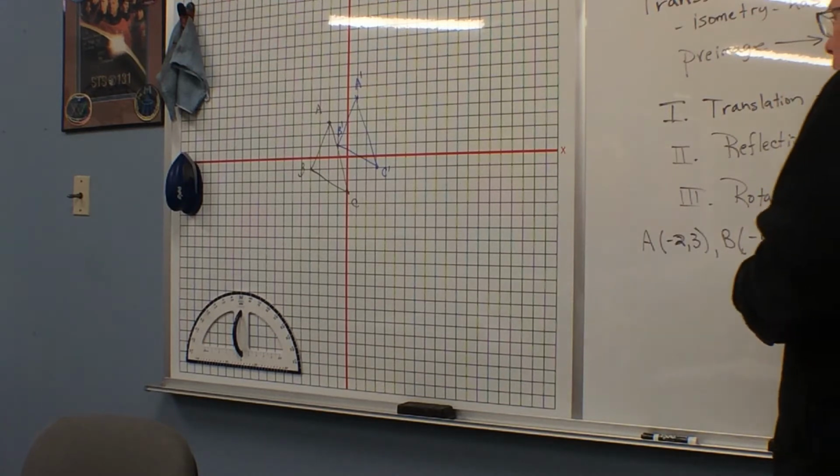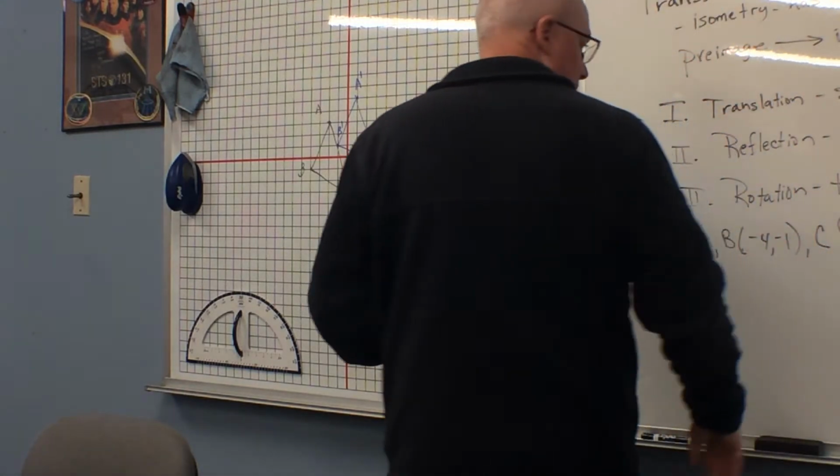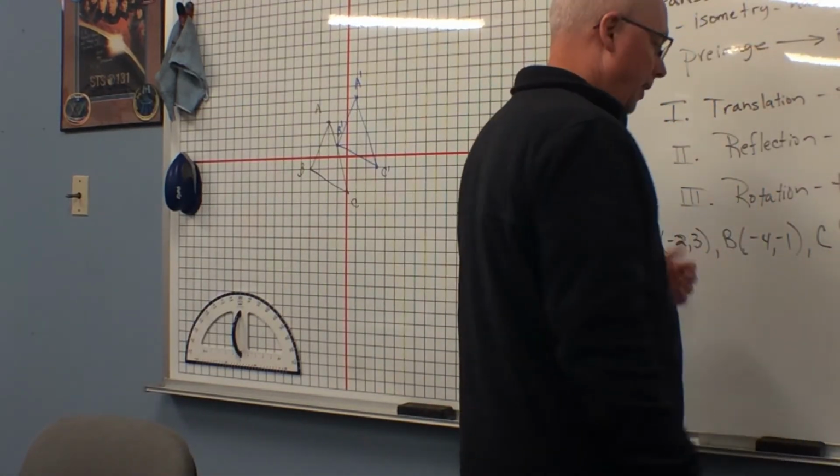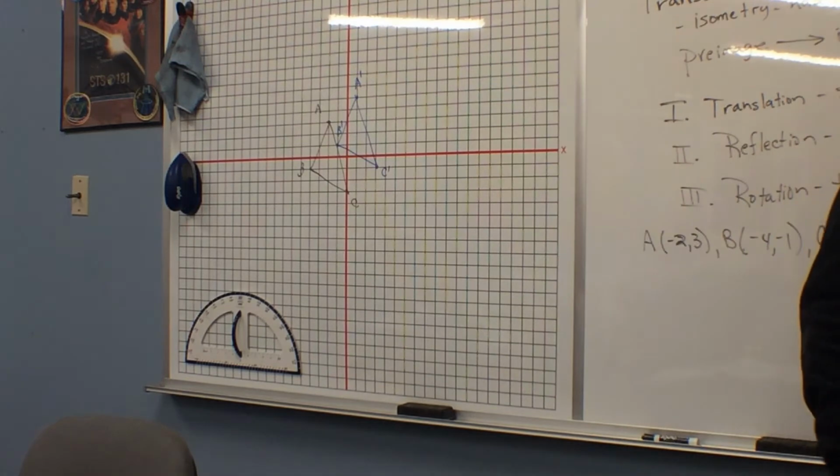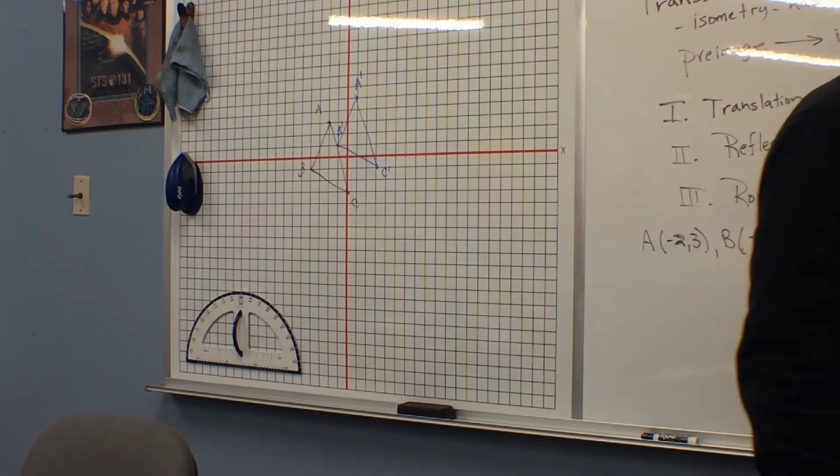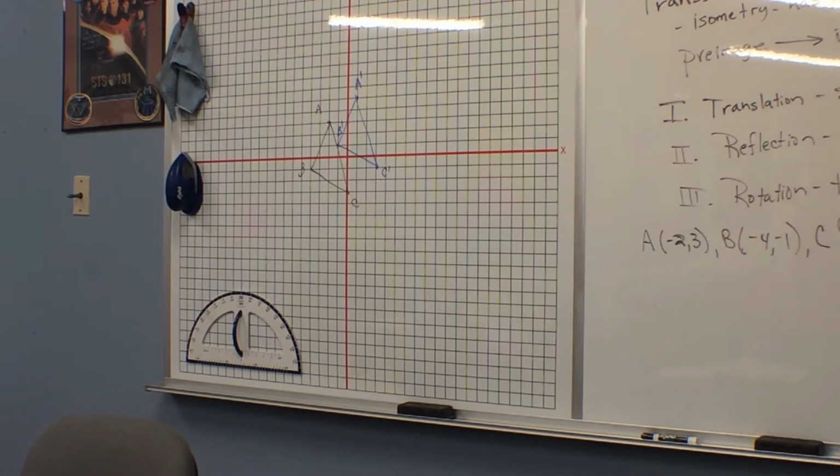Okay, we can go ahead and do a reflection. We'll do it in red. Now, we're going to do two kinds of reflections. Actually, there's more than two. We can reflect it over a diagonal, over a horizontal line or a vertical line, but we're going to reflect over the X and Y axis.